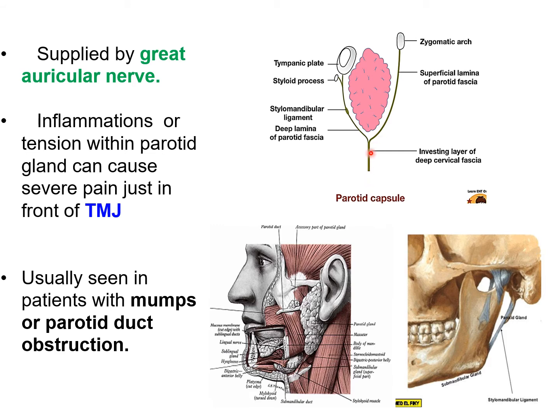This is the investing layer of deep cervical fascia, splitting into a superficial lamina and a deep lamina. The superficial lamina, as we have already discussed, gains attachment to the lower border of the zygomatic arch and blends with the epimysium of the masseter muscle, forming what is known as the parotidomasseteric fascia, whereas the deep lamina gains attachment to the tympanic plate and the styloid process, forming a thickened stylomandibular ligament separating the parotid gland from the submandibular gland.